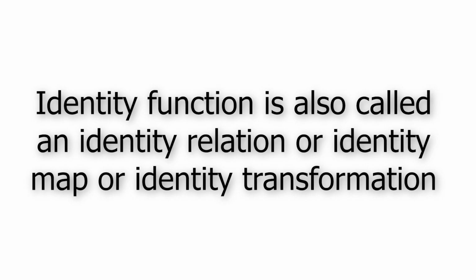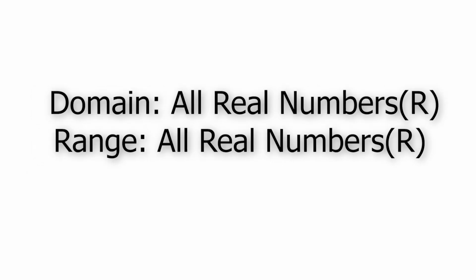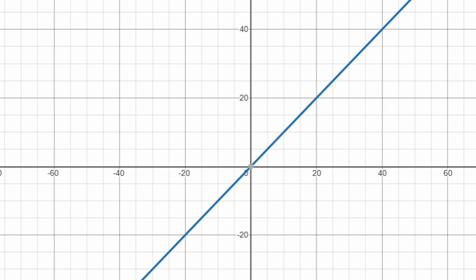The identity function is also called an identity relation, identity map, or identity transformation. Here, the domain and range of f are the set of real numbers. The graph is a straight line.